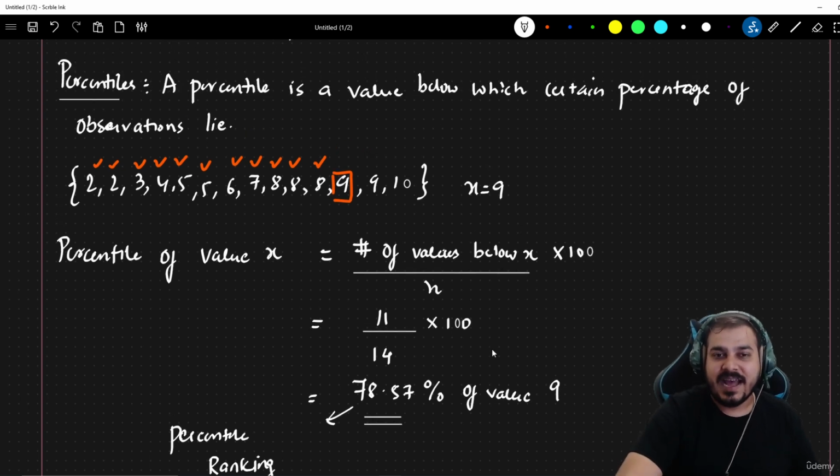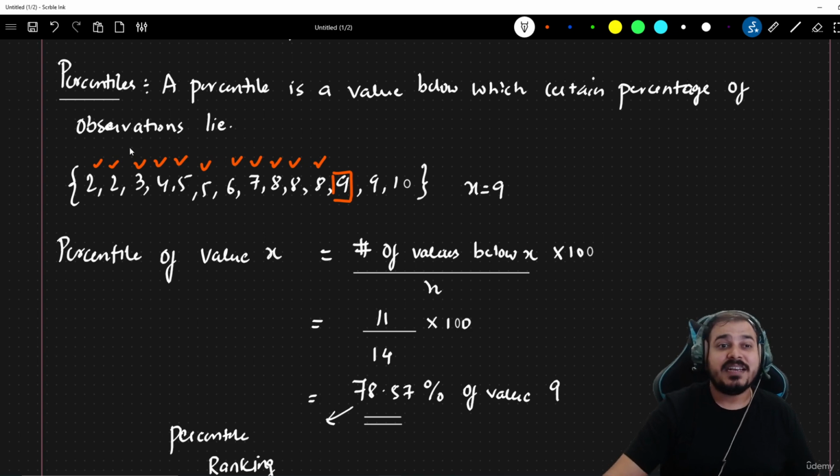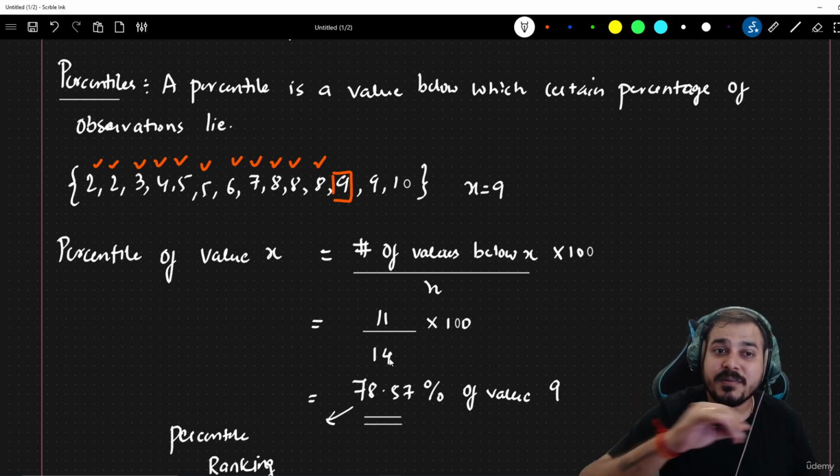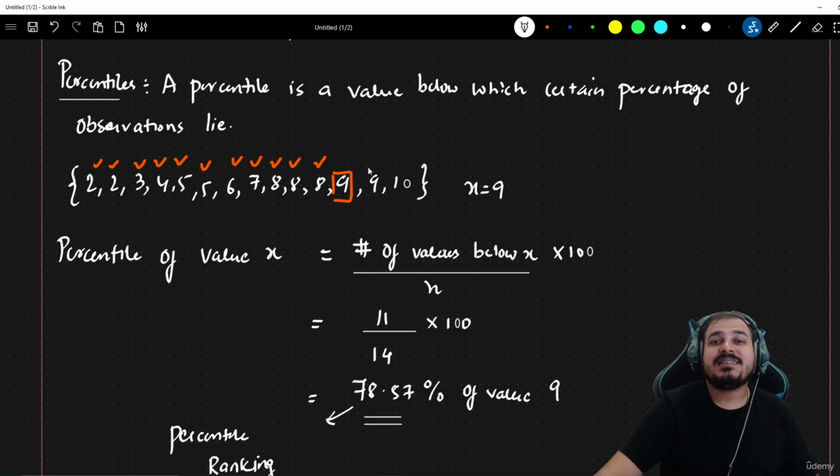This basically says that 78.57% of the entire distribution is less than value 9. Again, I'm going to repeat. What this is saying is that 78.57% of the entire distribution is less than 9. This is very much important to understand.